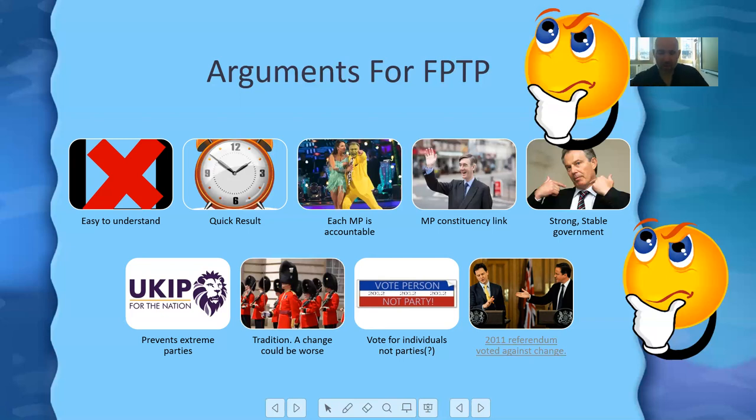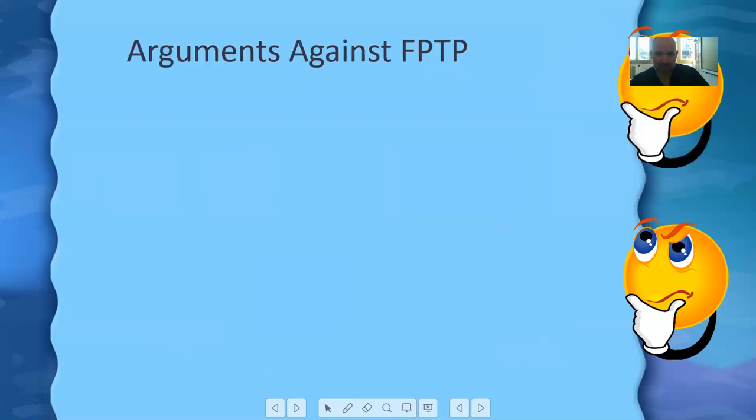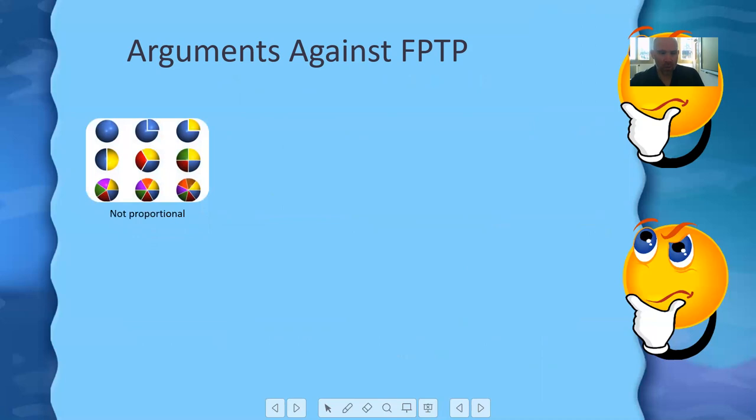Let's turn our views now to the other side. And now that we've built up this wall, let's see if we can knock it down, or let's see if the test stands. Why do some people really not like first past the post? There are websites and there are campaigns and political parties that want to scrap this system. Why? The one that always comes up is that it's not proportional.